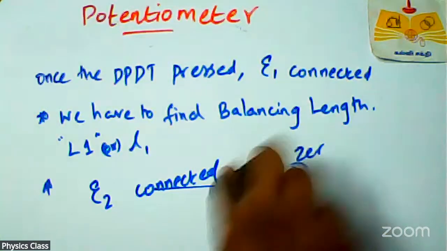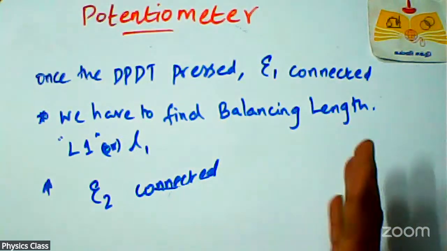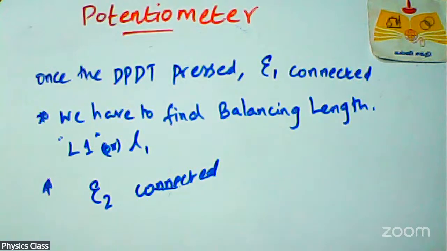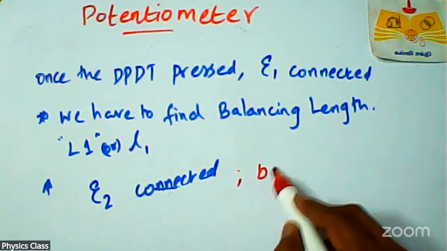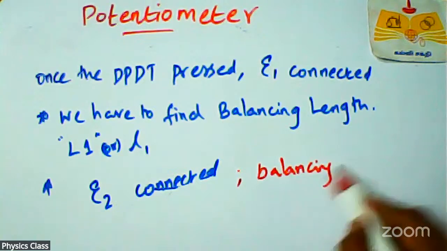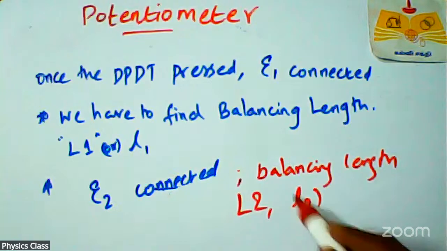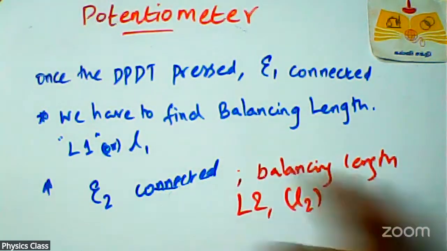By using the DPT switch, we can choose which cell is to be connected and which cell is to be disconnected. So E2 is now connected, that is EMF2 is included in the secondary circuit. Now again the same process: the balancing length L2 is found by sliding the jockey over that wire.